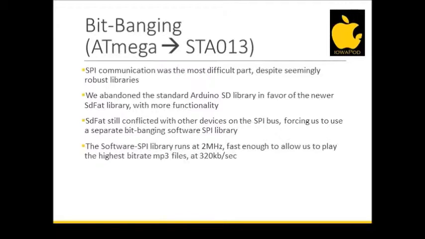This was still a problem for us because we needed the SPI bus not only for the SD card but for the decoder chip too. So after doing some sleuthing, we found a newer version of the library called SdFat that had more capabilities, but we still encountered problems with the SPI bus. We then decided to use a separate bit-banged software SPI library for communication with the decoder chip. The software SPI library runs at 2 MHz, which is fast enough to allow us to play the highest bitrate of MP3 files at 320 kilobits per second.